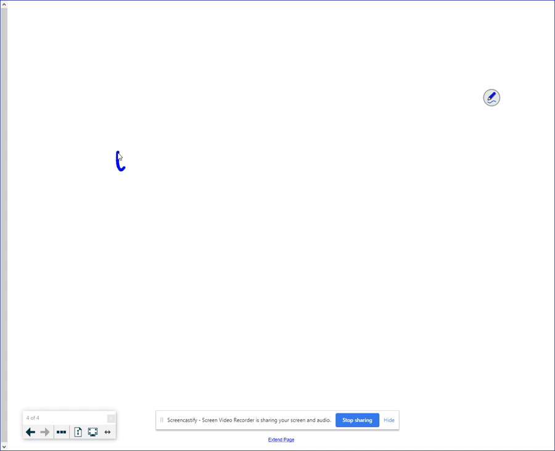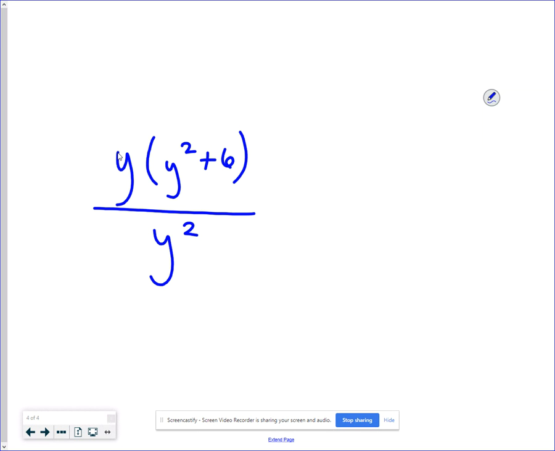Let's look at this. Y times the quantity y squared plus 6 over y squared. So before you start canceling stuff out, you always want to make sure everything is written as factors. Well, the top is already factored. This is just y times this quantity. You can think of the bottom as being factored too. You can think of it as 1 times y squared, or you can think of it as 1 times y times y. So what can we mark out here?